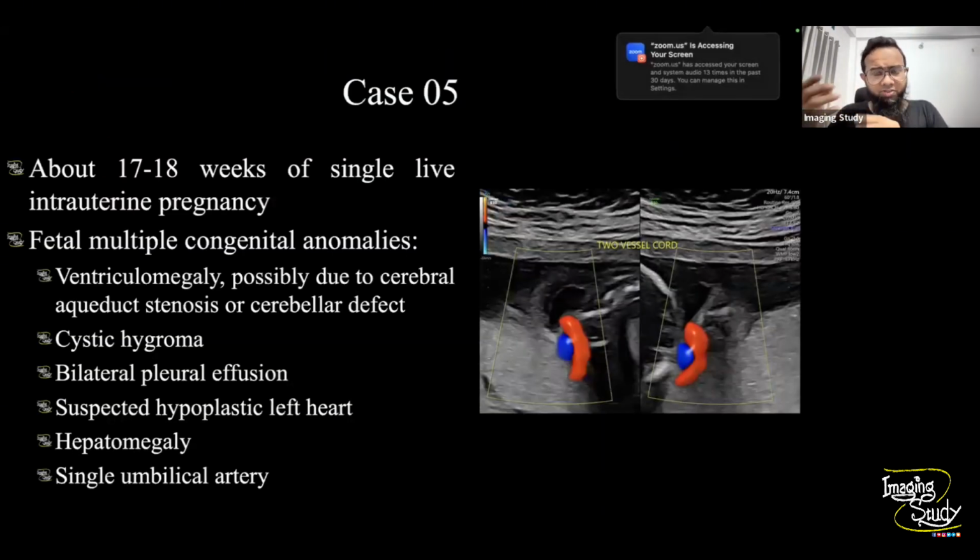So we'll go for a follow-up, obviously. Unfortunately, this patient didn't come back. So this was a case of about 17 to 18 weeks of single live intrauterine pregnancy. There were multiple fetal congenital abnormalities.